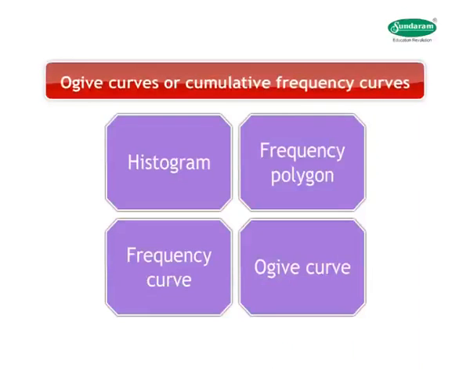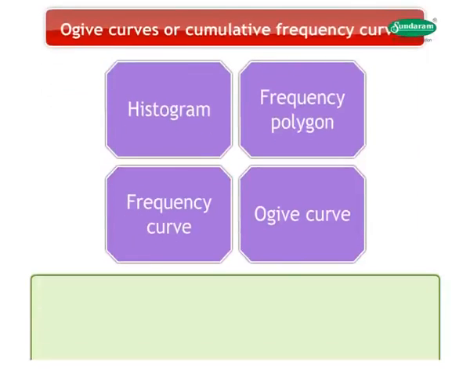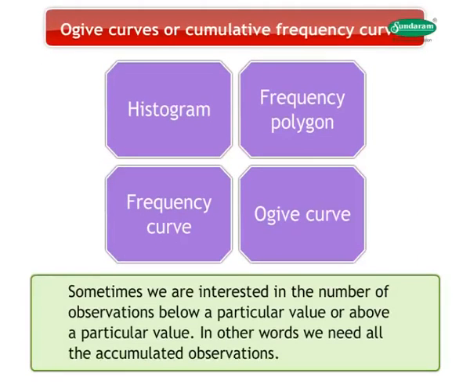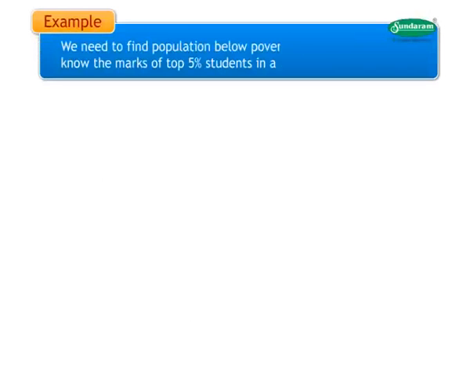Now let's move to Ogive curves or cumulative frequency curves. Sometimes we are interested in the number of observations below a particular value or above a particular value. In other words, we need all the accumulated observations. For example, we need to find the population below the poverty line.